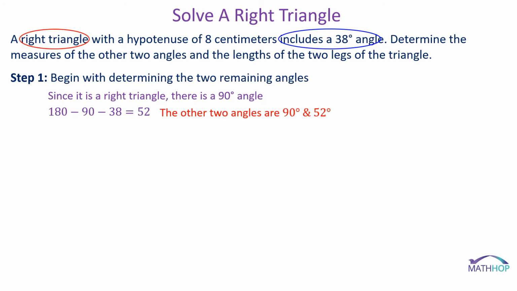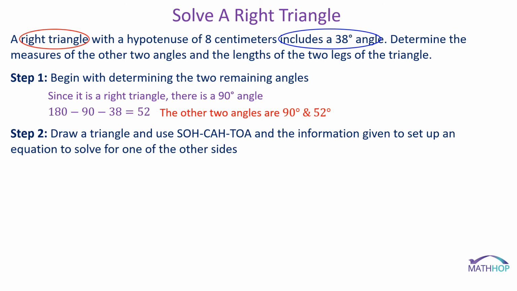All right, now we can work on the side lengths. But again, I'm going to want you to draw a triangle and use SOH-CAH-TOA and the information given, and this time we're going to set up an equation. So here's my right triangle. Let's look at what I put in. I put in 38. They gave me that. I put in my little right triangle symbol because it said it was a right triangle. We already solved and got 52, so we put that in. And they told us the hypotenuse was 8. So I made sure to put 8 across from the right angle. And then I just labeled the sides A and B.